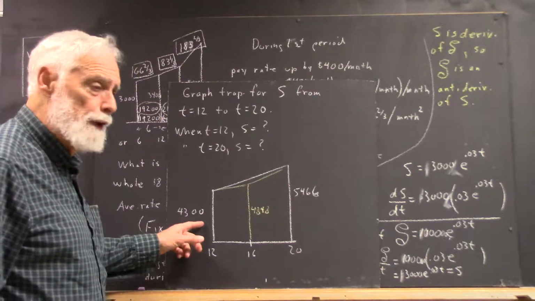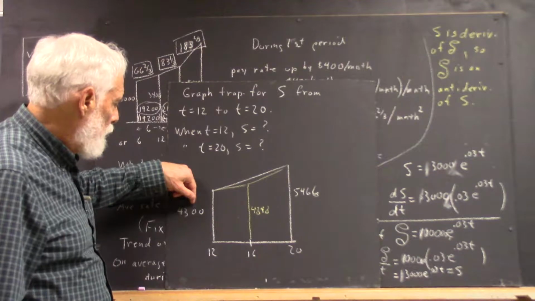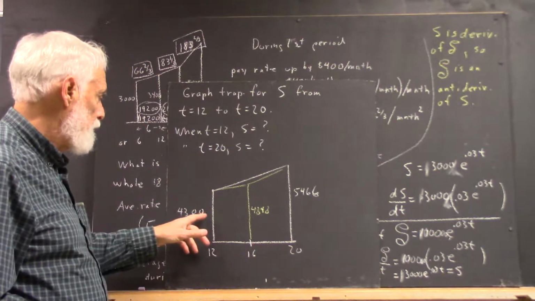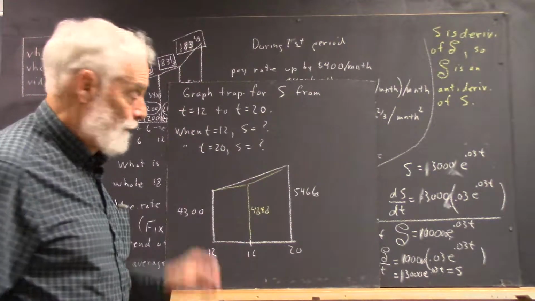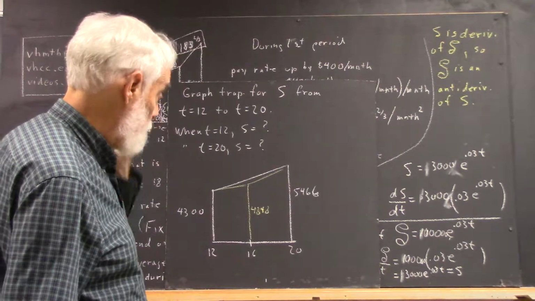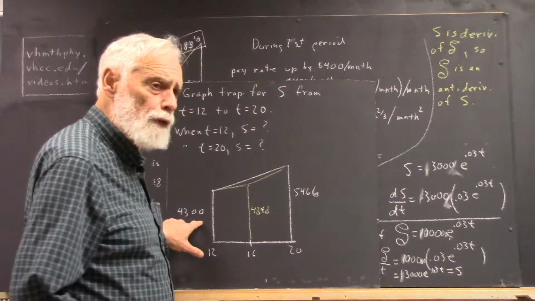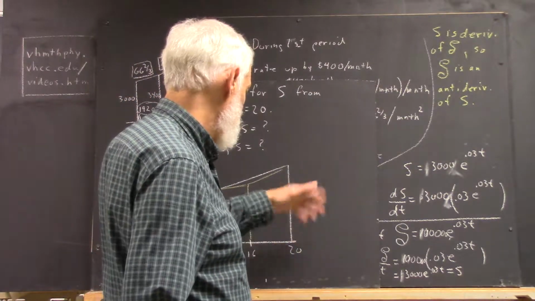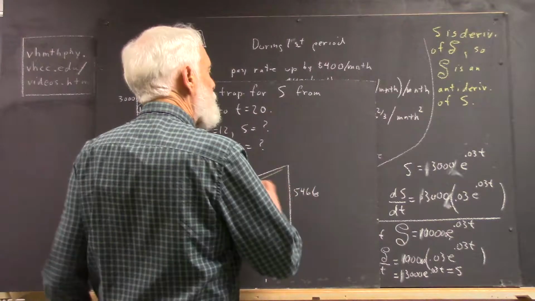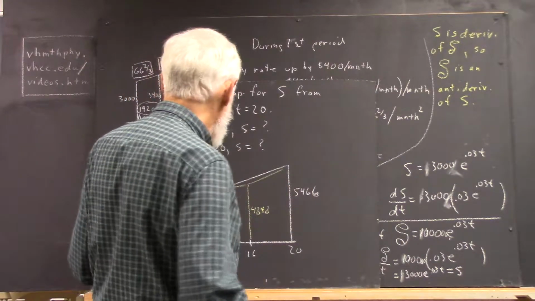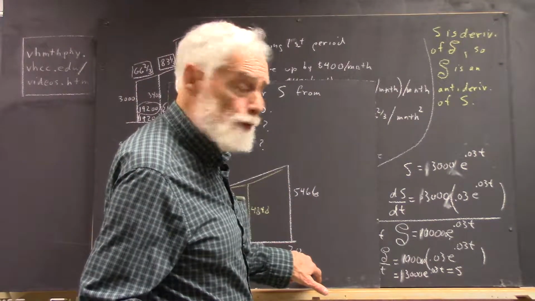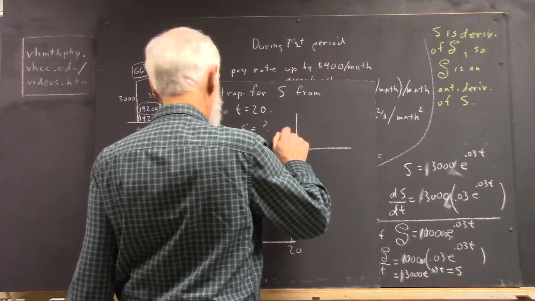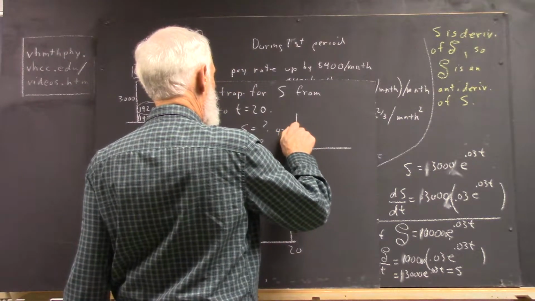I got 4,300. Now, you know, this could be refined. You could get it down to the dollar, and you probably want to do that. You probably even want to get it down to cents to be sure you have enough precision. But for right now, it's about 4,300, and we have about 5466. So a trapezoidal graph, just based on the t equals 12 and t equals 20 points, would then look like this. Okay, so we'd have 4,300 here.